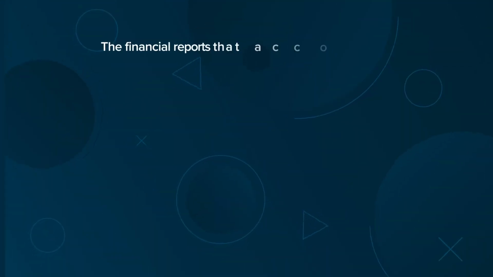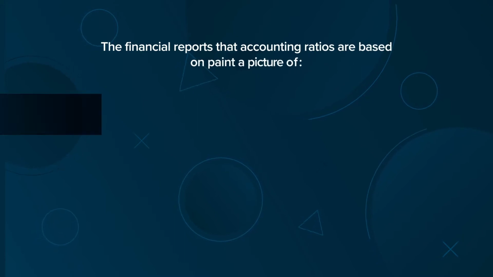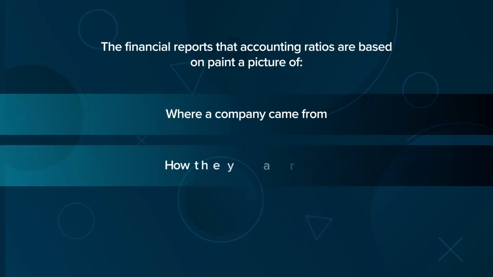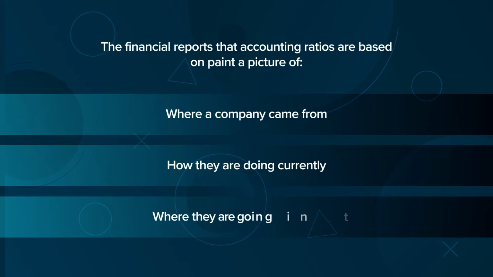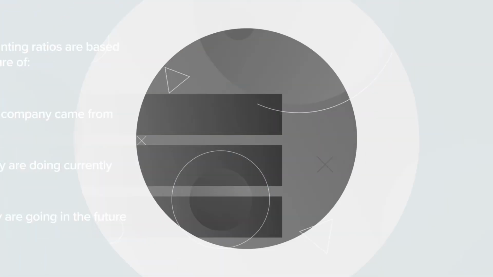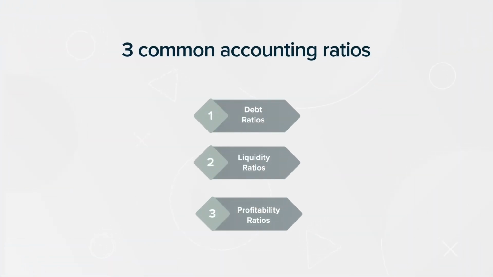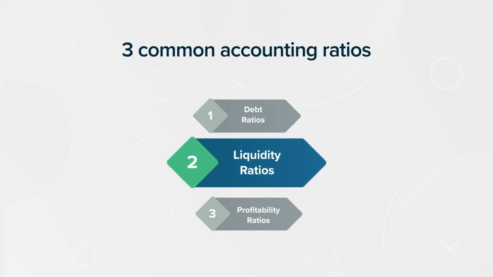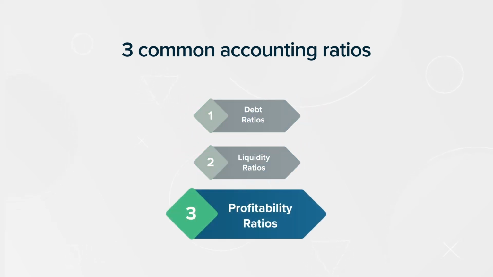The financial reports that accounting ratios are based on paint a picture of where a company came from, how they are doing currently, and where they are going in the future. Three common accounting ratios include debt ratios, liquidity ratios, and profitability ratios.